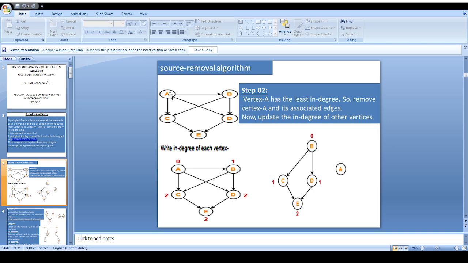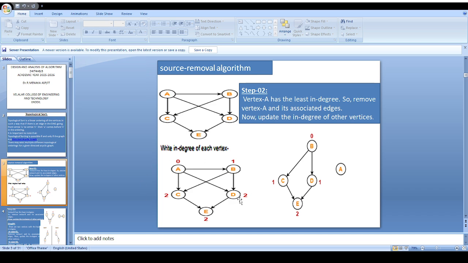First of all, you have to note, for each and every vertex, how many in-degrees are available. For A, the in-degree is 0 because no arrow is coming toward A. Then for B, one in-degree is coming, so we mark it as 1. Like that, for each and every vertex in the graph, we have to mark the in-degree.